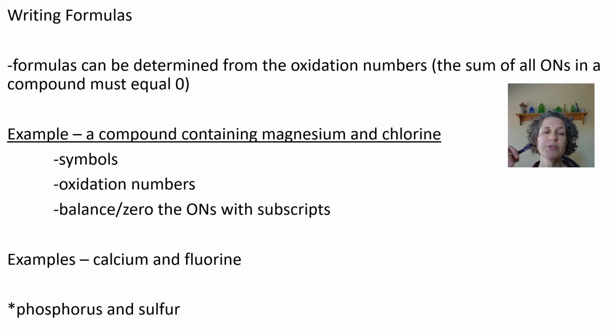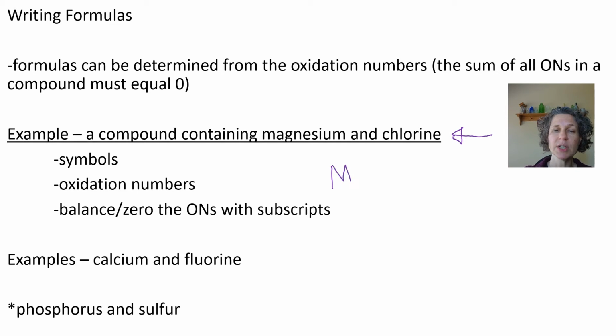Okay, so now writing formulas. Writing formulas, you have to know the oxidation numbers, and then you use those numbers to get everything to equal 0. You have kind of 3 steps: you write the symbols, you write the oxidation numbers, and then you balance or make the oxidation numbers equal 0. So if we're doing this example, magnesium and chloride.